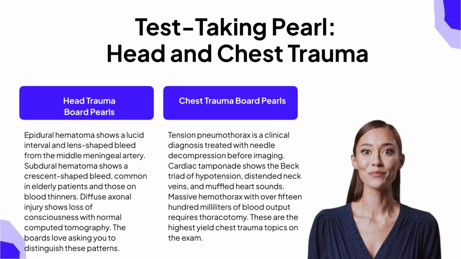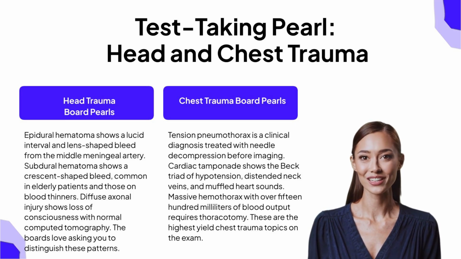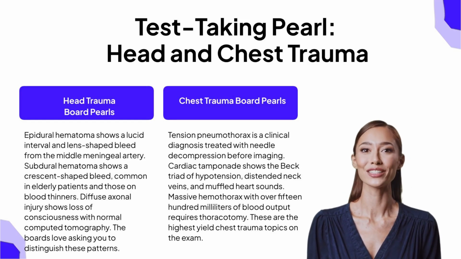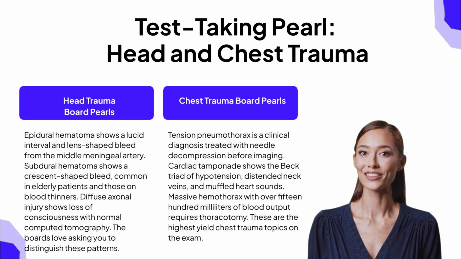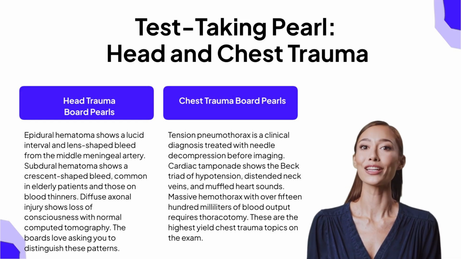Diffuse axonal injury presents with loss of consciousness and a relatively normal computed tomography scan, sometimes with petechial hemorrhages at the gray-white junction. For chest trauma, the three highest yield topics are tension pneumothorax, cardiac tamponade, and massive hemothorax. Tension pneumothorax is treated with immediate needle decompression. This is a clinical diagnosis, meaning you do not wait for imaging.